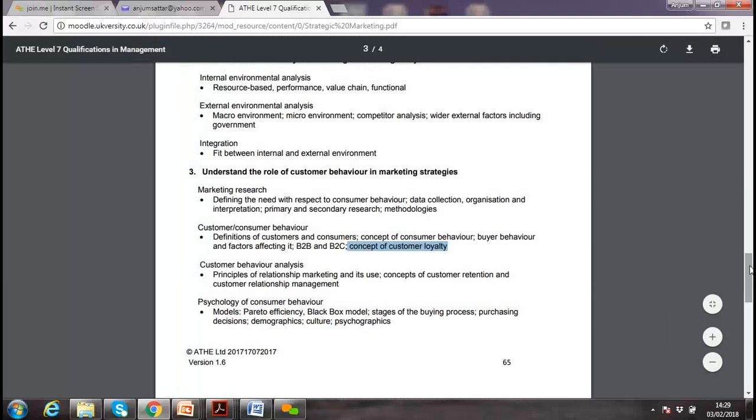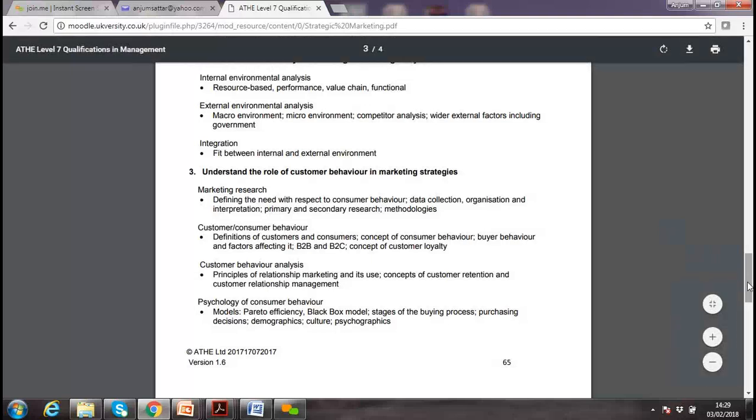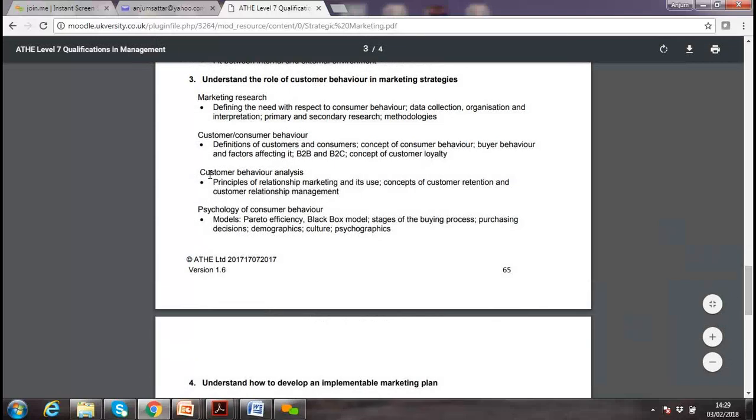Sometimes we go backward to reflect a bit. We can add more models and theories because there are so many things. Business to business, B2B marketing, and business to consumer marketing. Behavior could be different when we are looking at organizations, and business to business marketing and business to consumer marketing could be totally different. Then the principles of relationship marketing: how we can build a relationship, and why relationship management is important. We'll go through some models today and a few models during our next lesson, because there are so many things under this learning outcome.